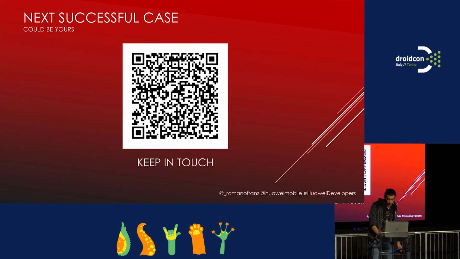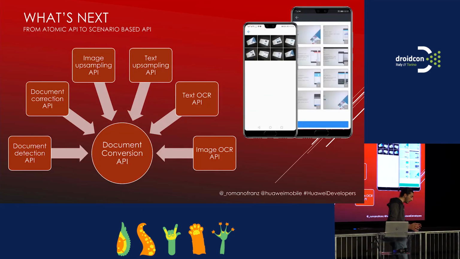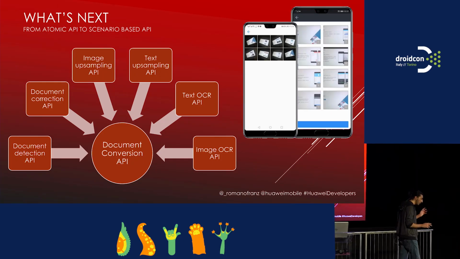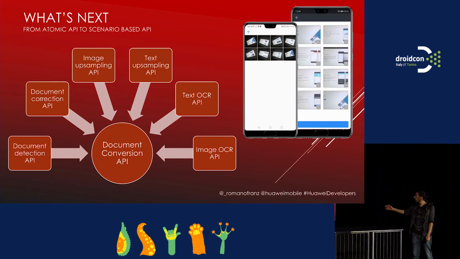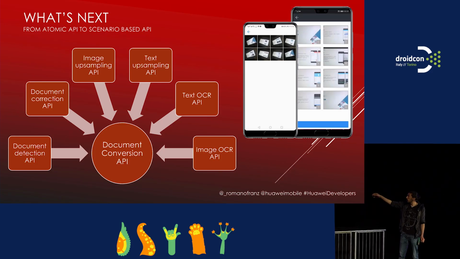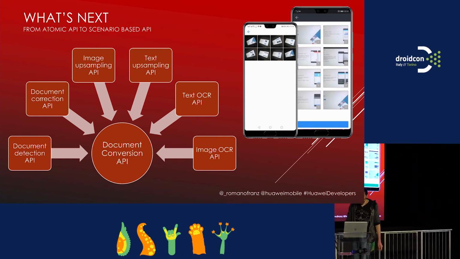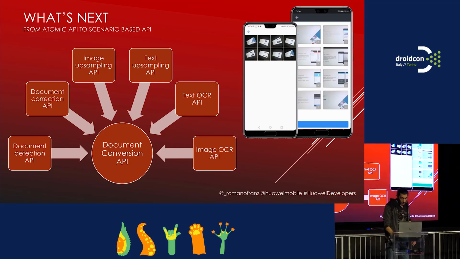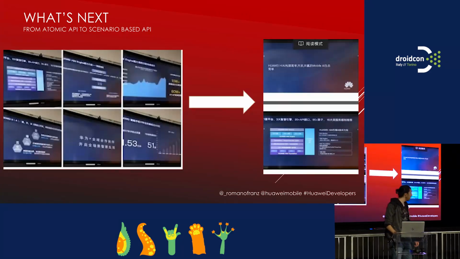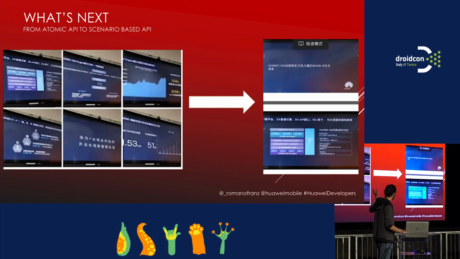So what's next? We are moving from atomic APIs to scenario-based ones. For example, wrapping all the APIs like document detection, correction, upsampling, OCR in a single API called document conversion. I want to show you what the prototype will look like. You will be able to take a picture of slides, also with bad angles and not a great resolution, and get a fully editable PPT.